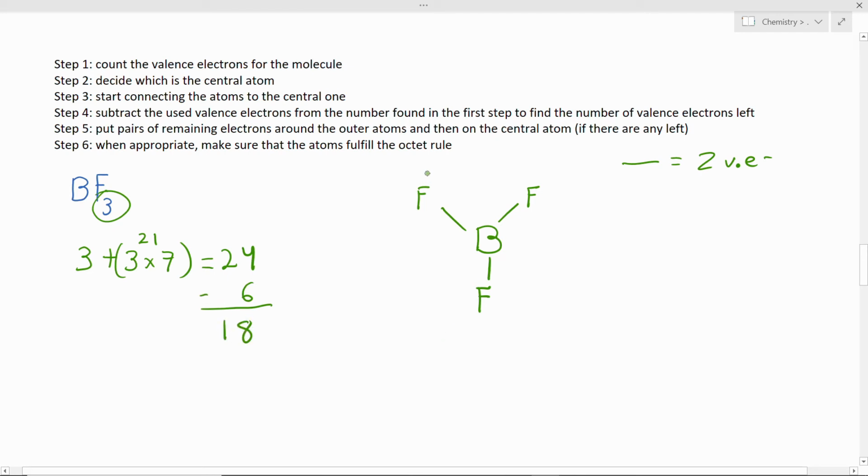And so we distribute these 18 electrons first on the outer atoms. So we have 1, 2, 3, 4, 5, 6, 7, 8, 9, 10, 11, 12, 13, 14, 15, 16, 17, 18. So we have no valence electrons left, which means that we don't have to worry about putting any valence electrons on the central atom. And so this would be the Lewis structure for boron trifluoride.